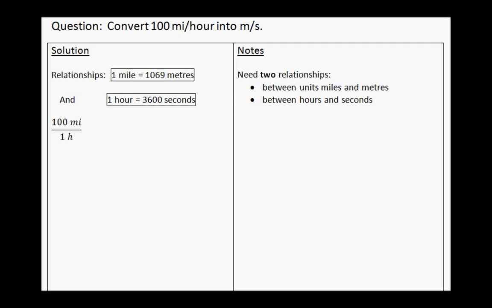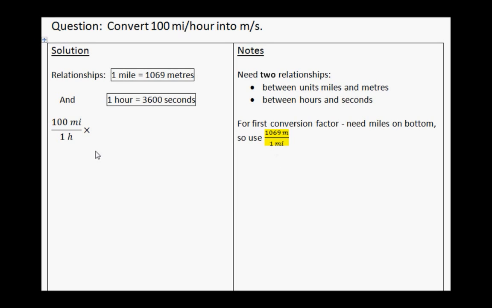Now the next thing will be to take the 100 miles per hour we started out with and multiply it by both conversion factors at once to change the miles into meters and the hours into seconds. But we'll start with the miles. Since miles is on the top of this fraction, I want to multiply it by a fraction that has miles on the bottom to make them cancel. So I look up at the original relationship, 1 mile equals 1,069 meters. I want to put the 1 mile on the bottom and the 1,069 meters on the top. So this is what I'll end up using.